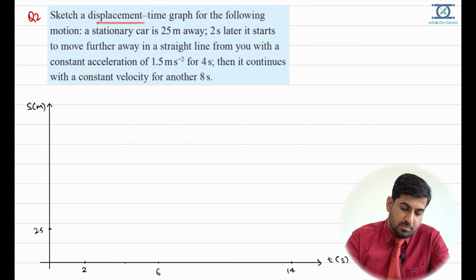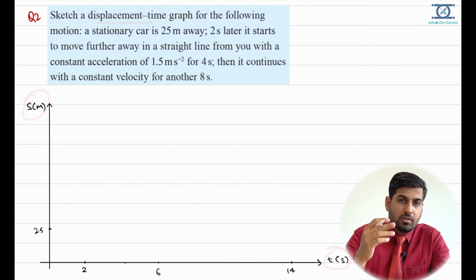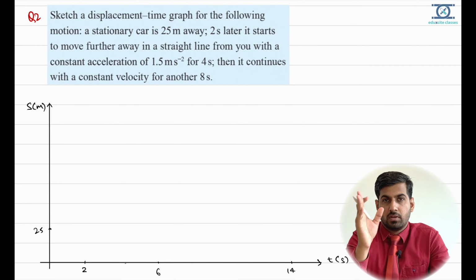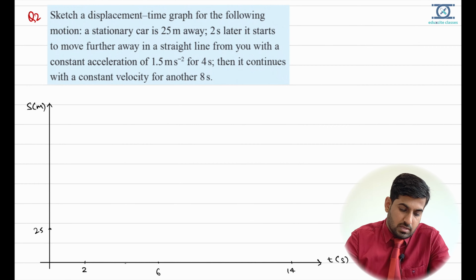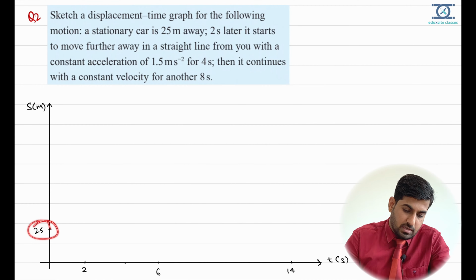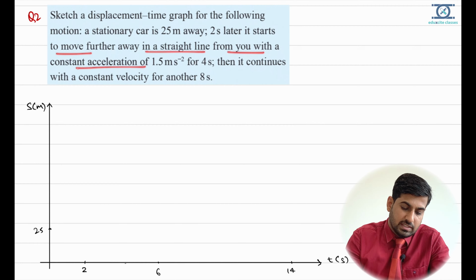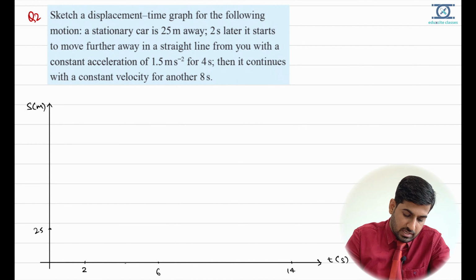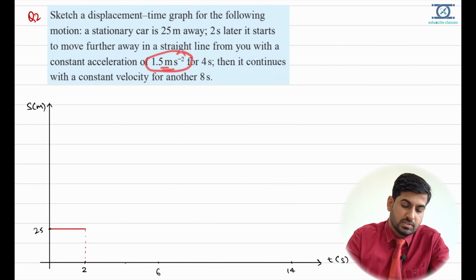So this is a displacement time graph I have already made. In your question paper they will give you the space to draw there as well. So a stationary car is 25 meter away. So already it is 25 meter away. 2 seconds later it starts to move further in a straight line from you with a constant acceleration of 1.5 meter per second squared for 4 seconds. So I can say for the first 2 seconds I can draw it will be a straight line, because it is not moving for the first 2 seconds. Now you can say it is moving with a constant acceleration of 1.5 meter per second squared for the 4 seconds. So I have to draw the displacement time graph.